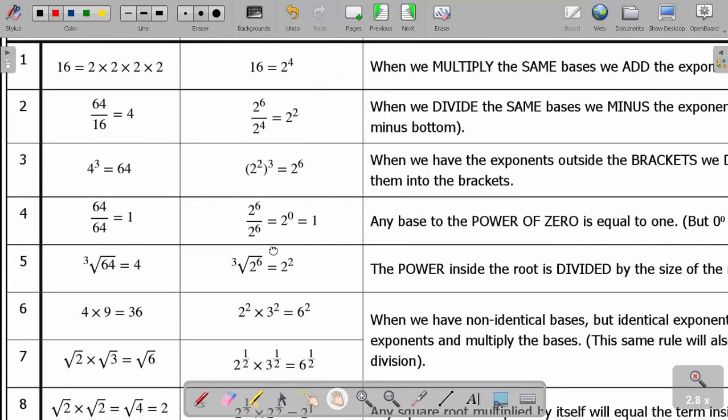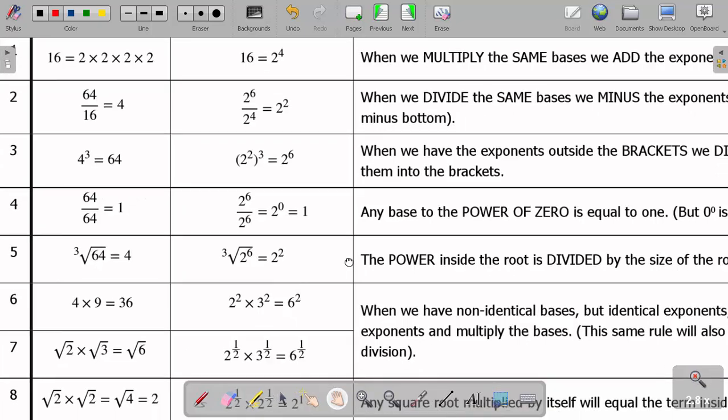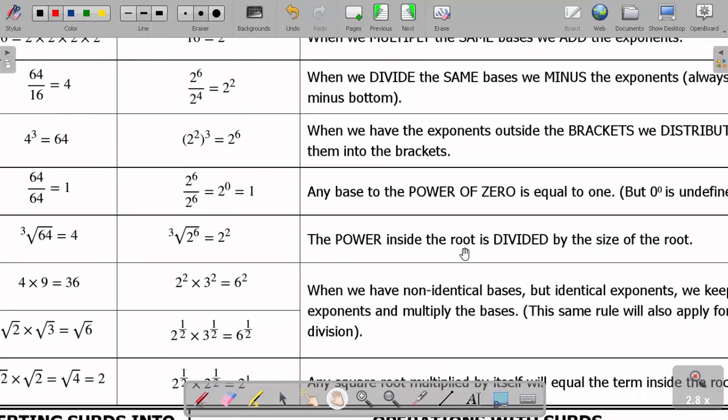Now another law here: this notation says the cube root of 64 equals 4. Now 64 is the same as 2 to the power 6. The cube root is this one here which you see. But to get my answer as 4, which is 2 squared, how do I get it? I follow the law. The law says that the power inside the root is divided by the size of the root. The size of the root here is 3. What about the power inside the root? It is 6. So 6 divided by 3, I get 2. That's why I get this power 2 here. Hope we are still together.